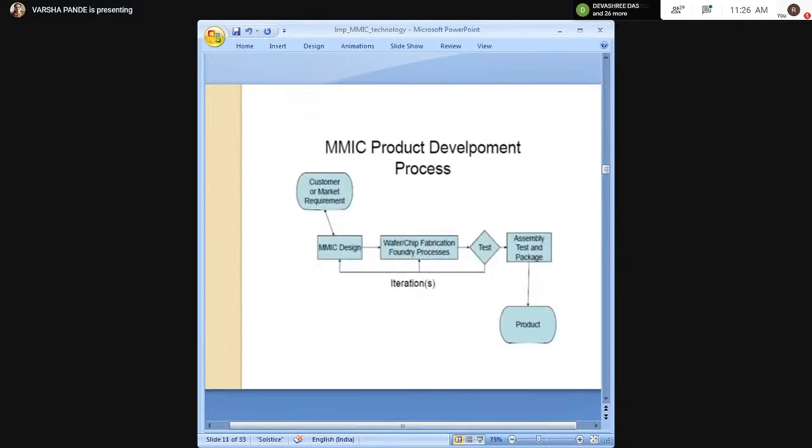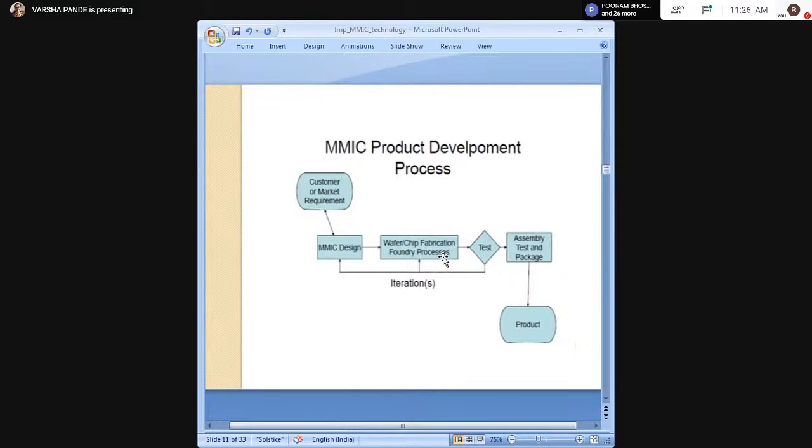So here is how the MMIC design is done. Here the block diagram is there. It starts from the customer or market requirement. Depending upon the customer requirement, initially the circuit design is done on paper. Or depending on the requirement, some programs are written, and that program will give you the circuit design. Then that circuit design you have to verify. For that circuit design, again the layout is drawn. That layout you have to verify, and then that layout should be given to the foundry.